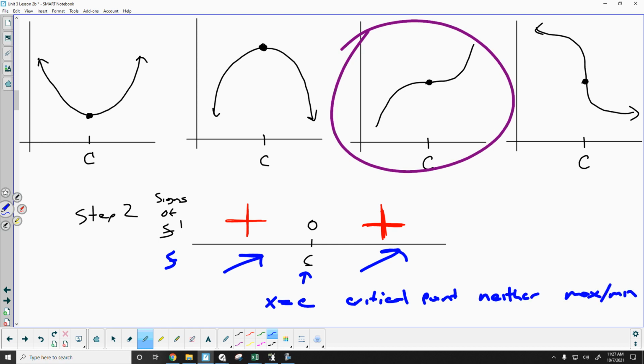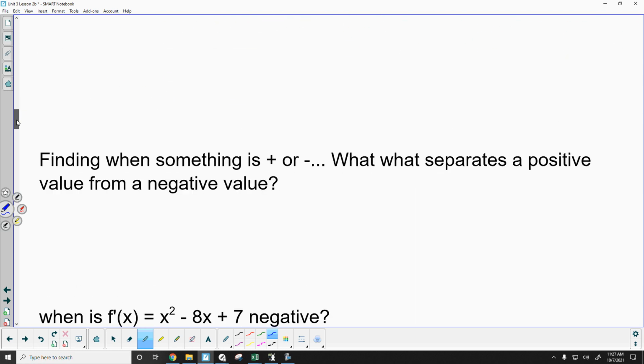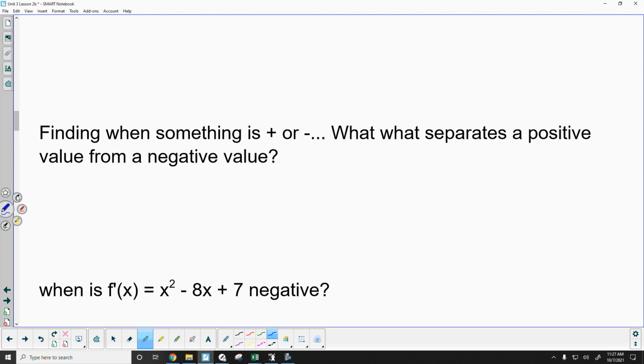Okay? So now we got to work on how do we create this. First question before we get into doing this step 2 is what separates positive from negative values? Let me show you a situation. Here's a function. What separates its positive values from its negative values? Well, here are some positive values. Here are the negative values.